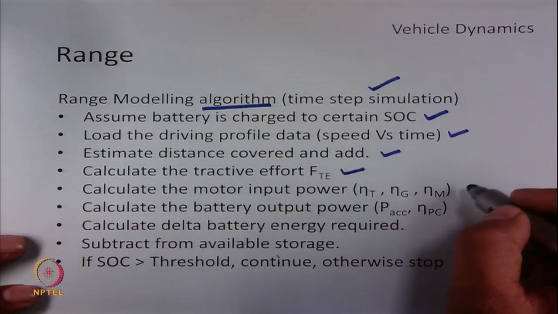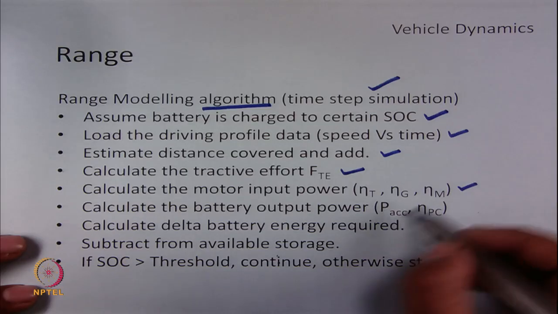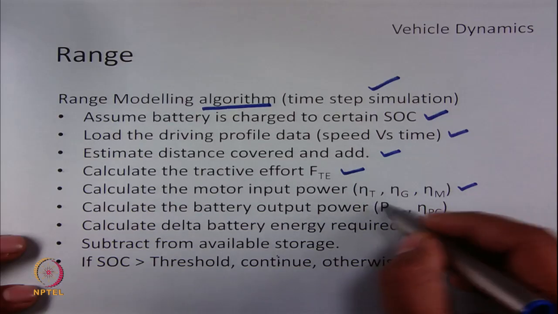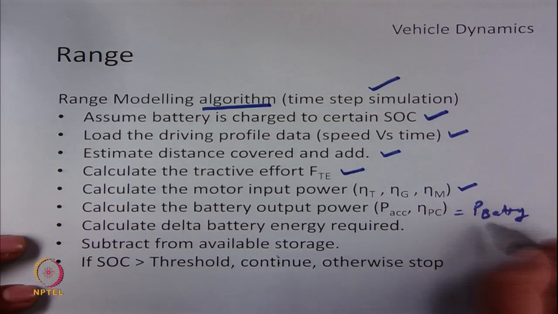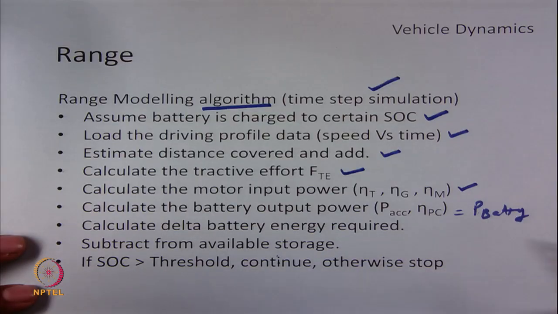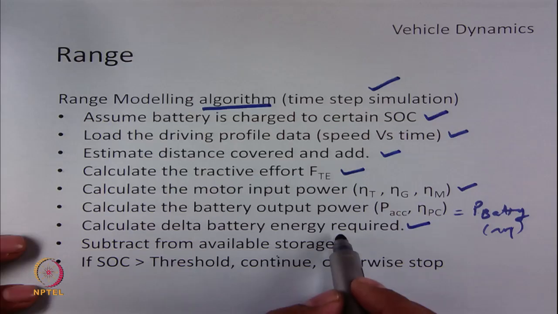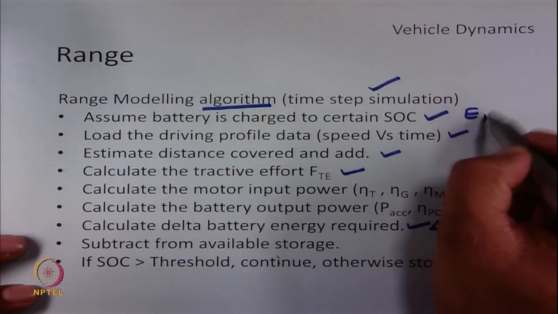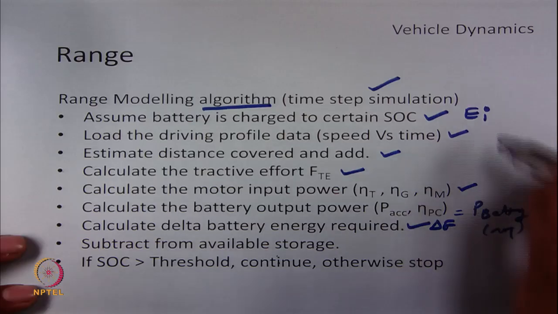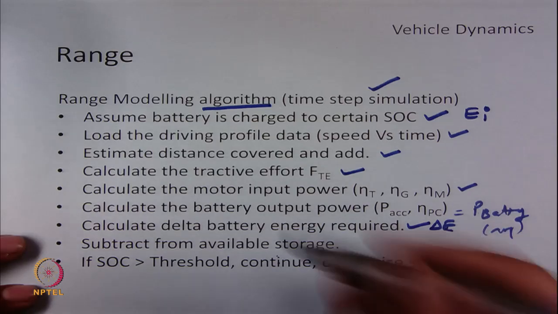Then we have to calculate tractive effort, and we have to take care of all kinds of efficiencies of different systems, like gear, transmission, motor, power converter and the power due to accessories. If we have that, we know the total power that is drawn from the battery. Once we know that, we can calculate the P battery average and calculate the energy required. So, we have to subtract the energy required, that is delta E, from the initial energy: E initial minus delta E. Once this becomes negative, we have to stop this simulation.